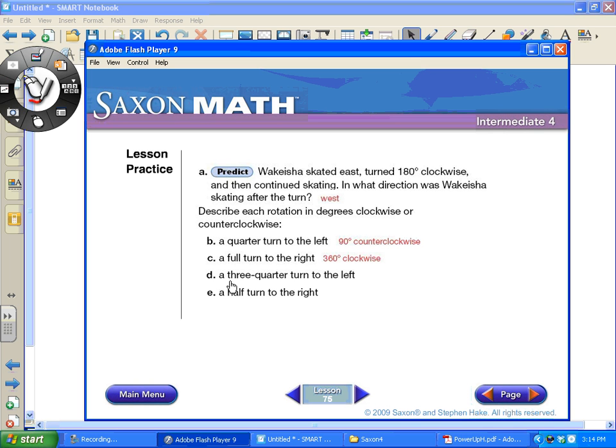Okay, how about D? A 3/4 turn to the left. Okay, that's like 3 of those quarters, so it'd be 3 times 90, which is 270. Now imagine your clock hands moving to the left. That is counterclockwise, isn't it? 270 degrees counterclockwise. Okay, how about a half turn to the right? Well, halfway around is like the completely opposite direction. That's a 180 when you do a reverse, okay? And to the right, imagine your clock hands going to the right, and that's clockwise, so 180 degrees clockwise.